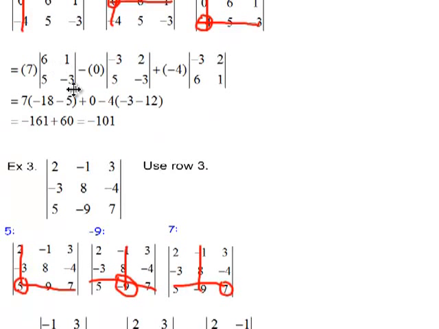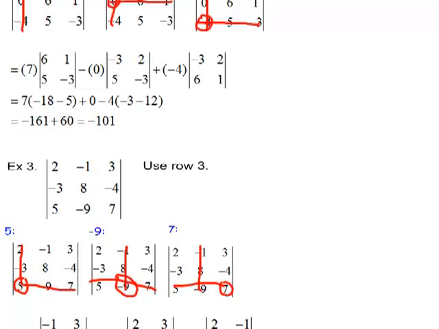So 6 times -3 is a -18 minus a 5, so it'll be -23 times 7 is -161. 0 all goes out. -3 times 1 is -3 minus 12, so it'll be -15 times a -4 is a +60. So the answer is -101.